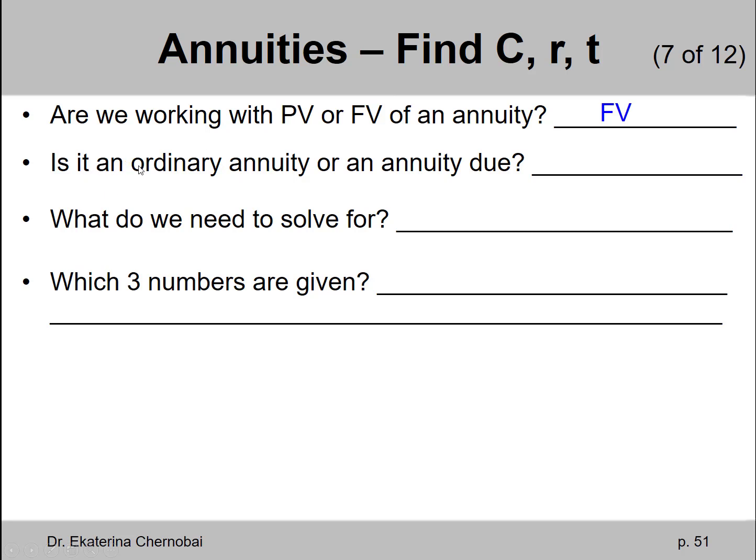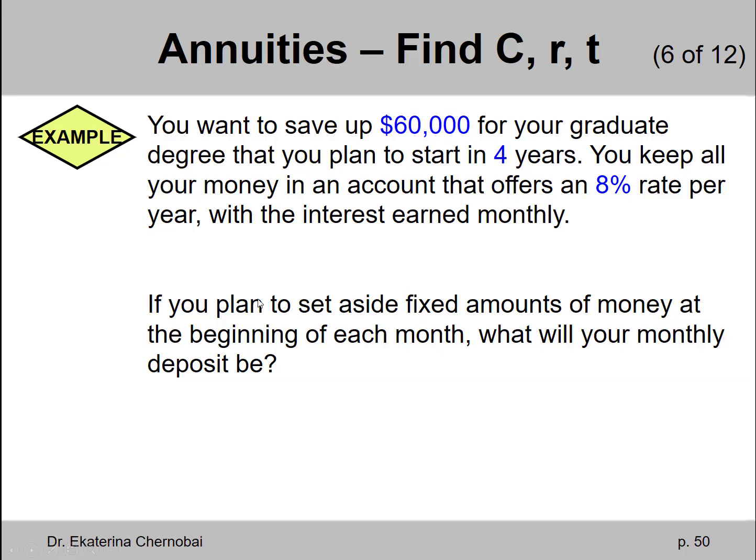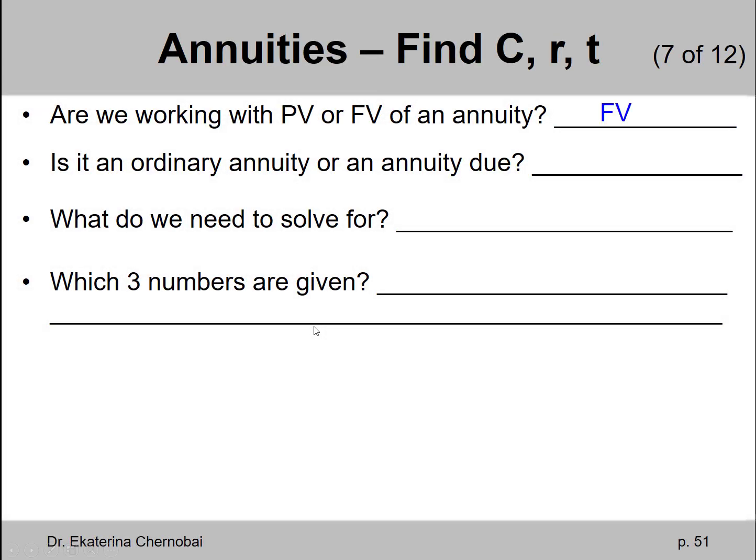We've just answered the first question. Second question, is it an ordinary annuity or an annuity due? So this refers to the timing of the repeating cash flows. When do they take place? Do they take place at the end of each time period or at the beginning of each time period? We know that we will be setting aside fixed amounts of money at the beginning of each month. The word beginning is the key word for annuity due. So we are working with the future value of an annuity due.